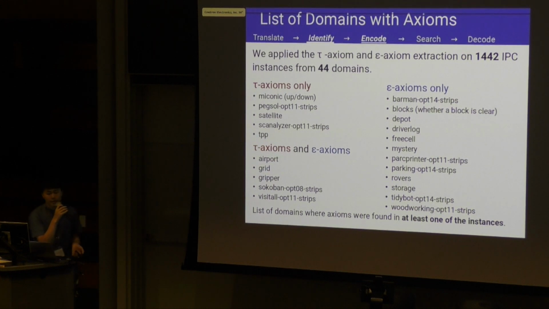Okay, now moving on to the experimental evaluations. We tried tau axiom and epsilon axiom extraction on 44 domains from IPC, excluding domains with complex features such as conditional effects. And here's the list of domains where axioms were found in at least one of the instances. So for example, in Blocksworld, whether a block is clear or not was identified as epsilon axioms, and in Mystery, the up and down of the elevator was identified as tau axiom.